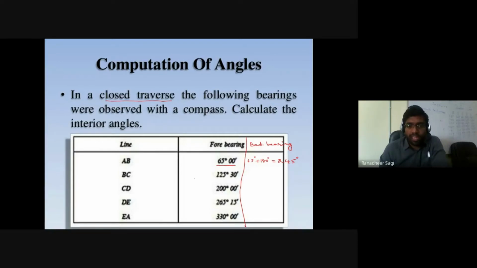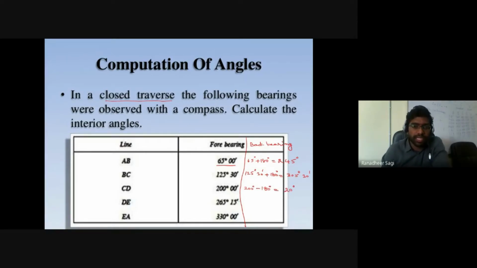What becomes my back bearing of line BC? Fore bearing of line BC is 125 degrees 30 minutes, which is less than 180. So back bearing is 125 degrees 30 minutes plus 180, which comes out to be 305 degrees 30 minutes. Likewise, back bearing of line CD. The fore bearing of line CD is given as 200 degrees, which is greater than 180.